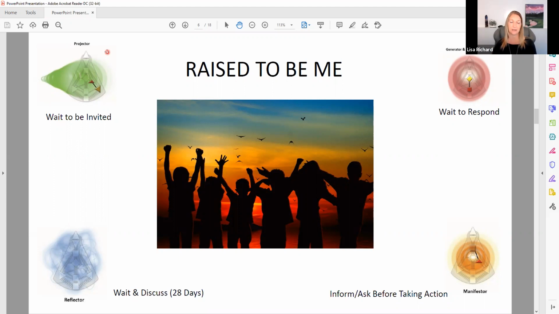Now, it is really important for projectors to use their strategy of wait to be invited. This is because when you are so focused on the other energy and pulling all of that into your being, that energy is your fuel. So if you're not around the right kind of people, you are going to be filled up on things that are just going to deplete your energy. If that person is not open to your guidance, they're not ready for your guidance, you're going to spend a lot of time helping them, giving them your energy, but that is going to drain you because they're just not ready to follow.